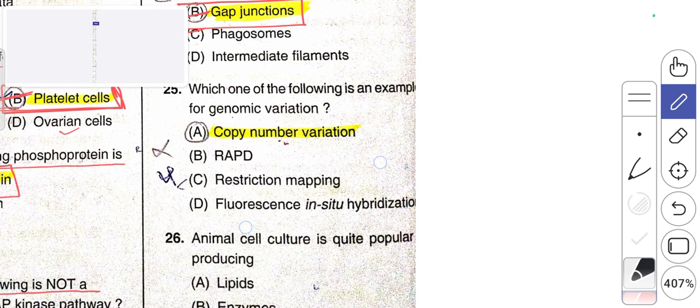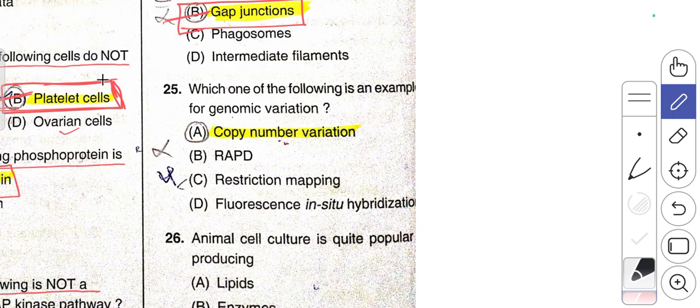Then 25th question, which one of the following is an example of genomic variation? So A is considered the right answer for this one, that is copy number variation, which is one of the best examples of genomic variation.